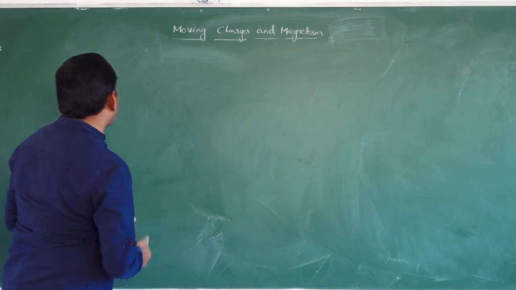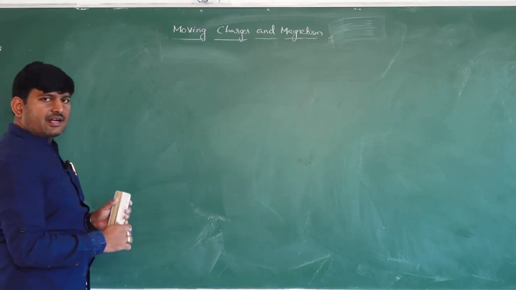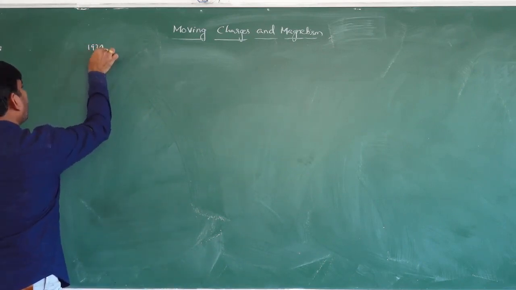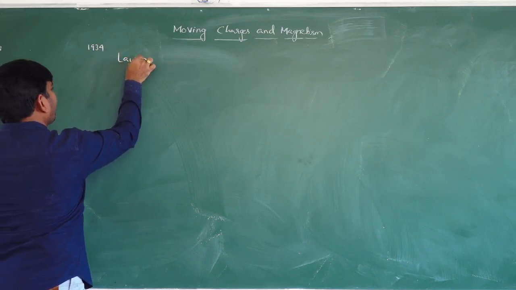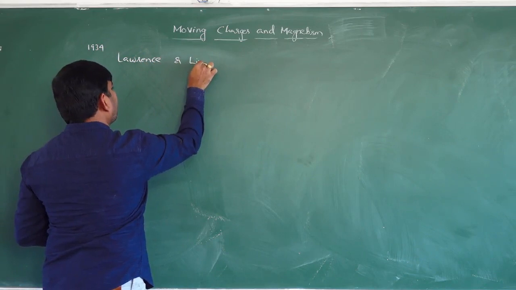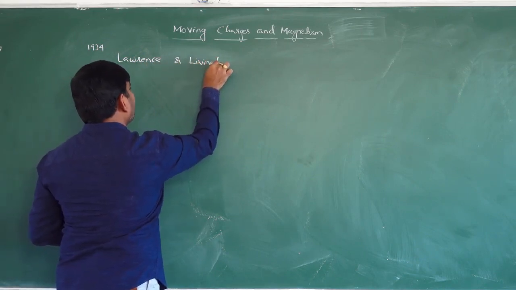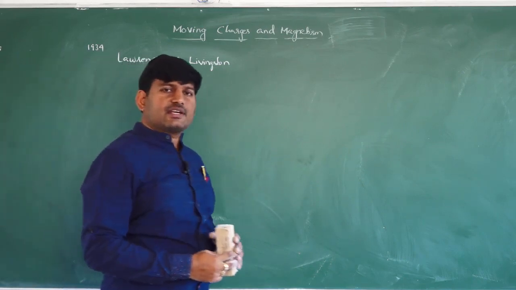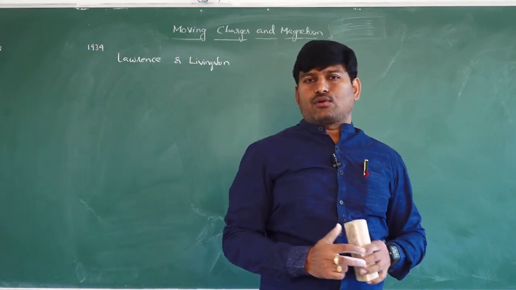And this cyclotron is based on the velocity selector condition, and this was designed in the year 1934 by Lorentz and Livingston. Livingston and Lorentz are the two scientists who, in 1934, designed this cyclotron.